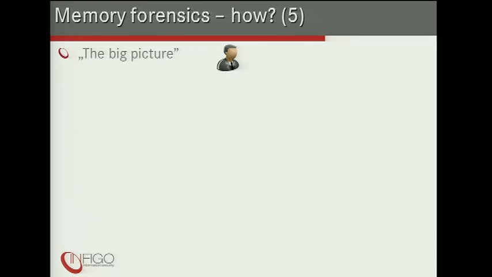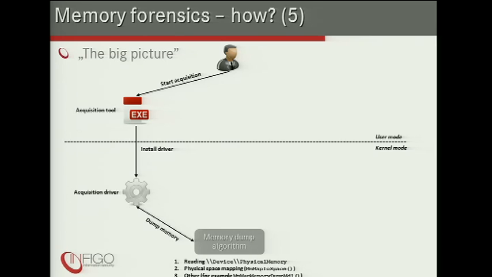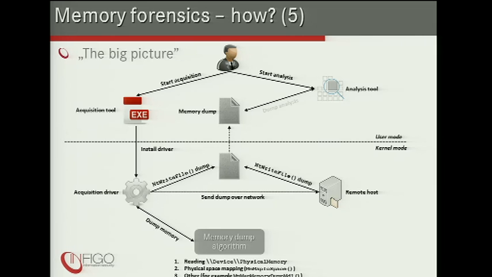Okay, so let's look at the big picture of memory forensics. How does memory forensics work? The incident handler first starts the acquisition tool. This acquisition tool installs the driver inside the kernel. This driver uses some of the mentioned algorithms to map physical memory and reads page by page, or some bigger chunks of memory, and writes those chunks into the memory dump, or sends the chunks over the network where a remote server writes them to the dump file. This concludes the acquisition phase of memory forensics. The incident handler then launches an analysis tool, which reads this memory dump and tries to identify certain artifacts from it.